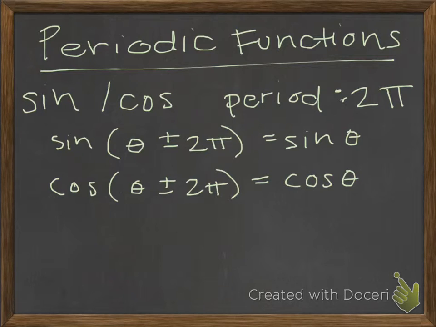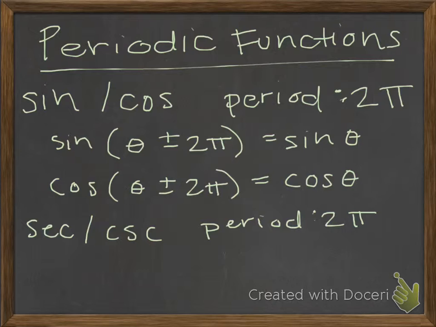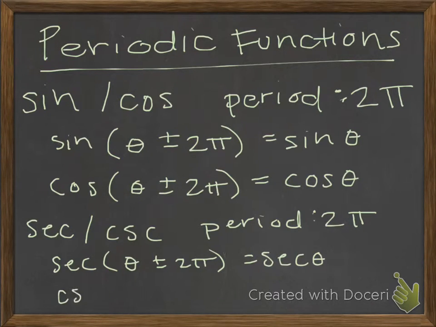This is also going to be true for secant and cosecant. So again, their period is also 2 pi. And I can write this as secant of theta plus or minus 2 pi equals secant of theta. And if I have cosecant of theta plus or minus 2 pi, that's equal to cosecant of theta. Now tangent and cotangent have a different period, so that's why I grouped these 4 together. So I'm going to go to the next slide to show you tangent and cotangent.